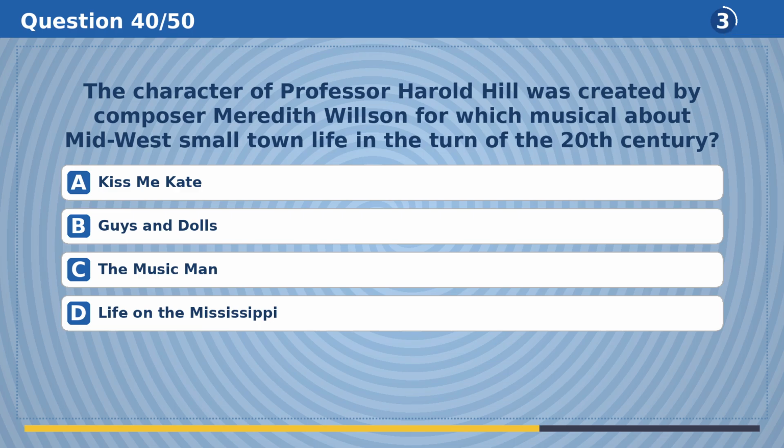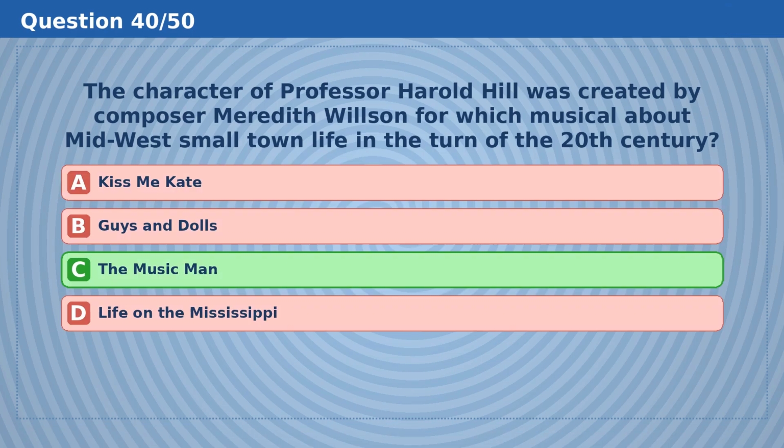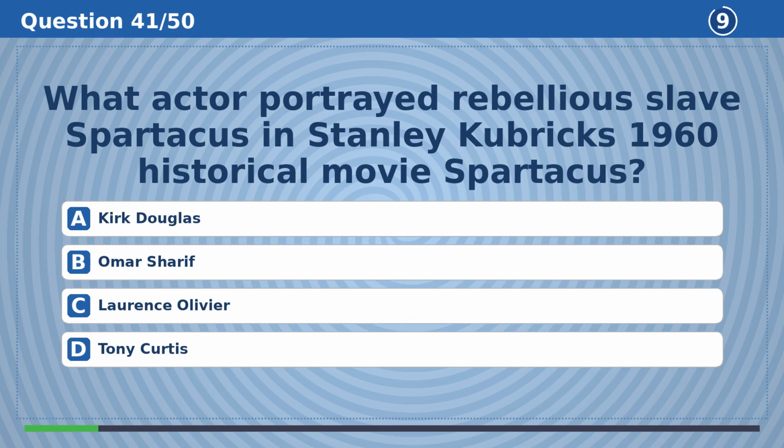The character of Professor Harold Hill was created by composer Meredith Willson for which musical about Midwest's small-town life in the turn of the 20th century? The answer is C. The Music Man.